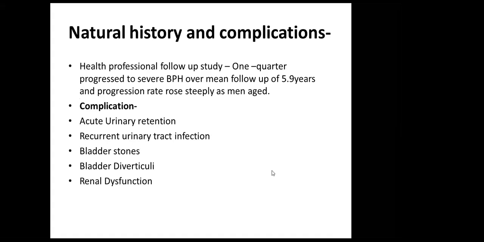According to a health professional follow-up study, in a cohort study of 9,600 men who initially had moderate symptoms of BPH left untreated, progressed to severe BPH over a mean follow-up period of 5.9 years, and the progression rate increases steeply as the men aged. Potential complications of untreated BPH include acute urinary retention, recurrent urinary tract infection, bladder stones, bladder diverticulae, and renal dysfunction.